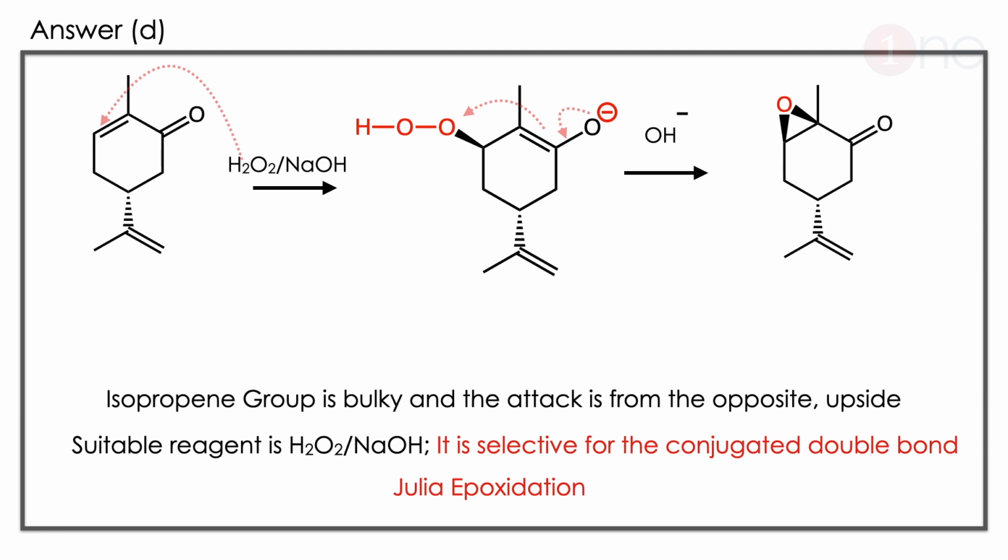In the epoxide formation, hydrogen peroxide attacks, then the double bond moves. The O minus comes back to the ring and the epoxide forms above the plane. Here we can clearly see why it is above the plane, because there is already an isopropene ring below the plane. That's why it is forced to be above the plane. Here the selectivity comes from stereochemistry as well as the choice of reagent. Here you have to know one particular thing, Julia epoxidation. The epoxidation is very specific to the conjugated double bond.